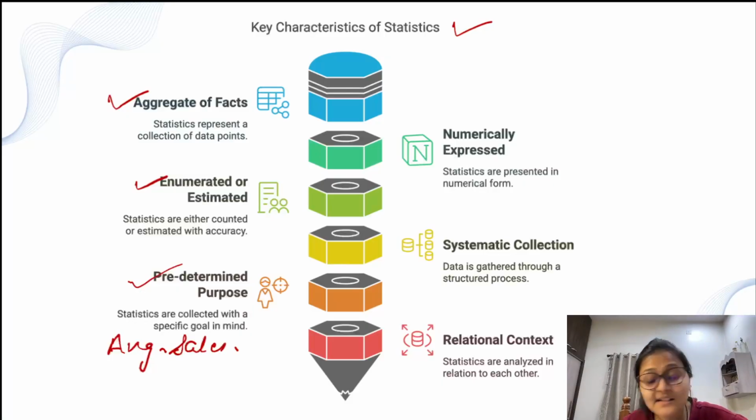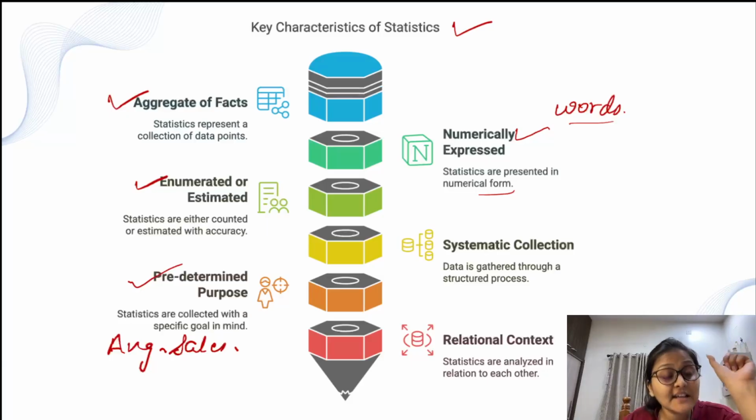Next is that statistics is numerically expressed. Statistics are presented in a numerical form, in a data form. It is not expressed in words. It is not expressed in emotions, rather in a number form. Next is it is a systematic collection. Data is being collected through a very systematic or structured process. First, the collection of the data is done, then presentation, then analysis, then interpretation is being done. So statistics is done in a very systematic manner, and from step 1 the work is forwarded to the next step.